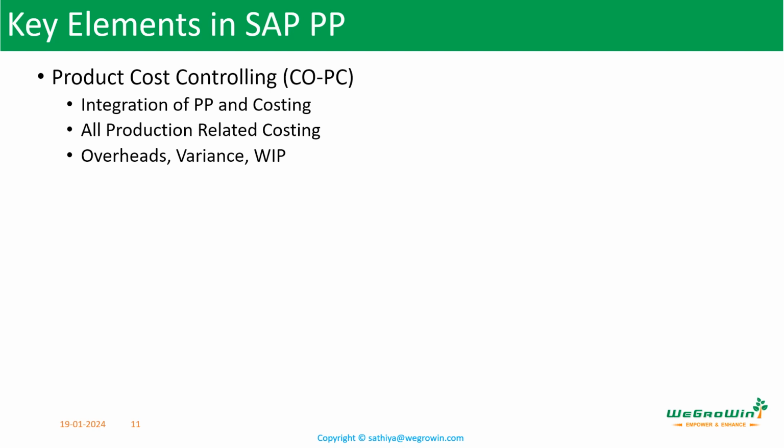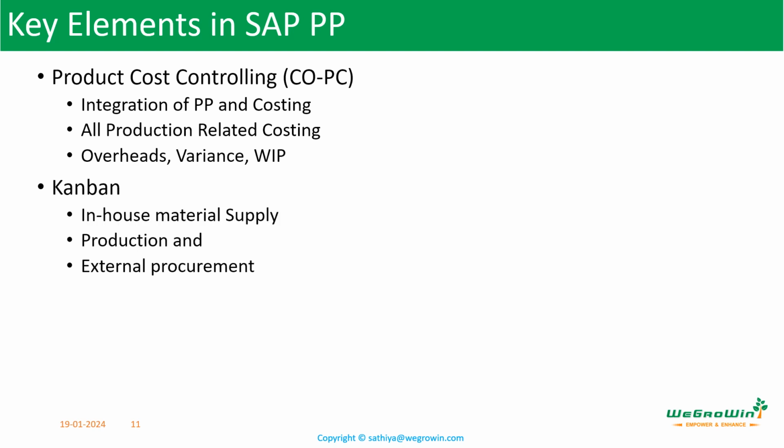And then product cost controlling. In business, it is important to understand the cost of production, product cost, and the variance between standard cost and actual cost. This will help the decision makers to analyze the situation and take appropriate actions. Product cost controlling, that is costing with the PP module, ensures all production related costs are accounted properly for overheads, variances, and work in process, WIP.